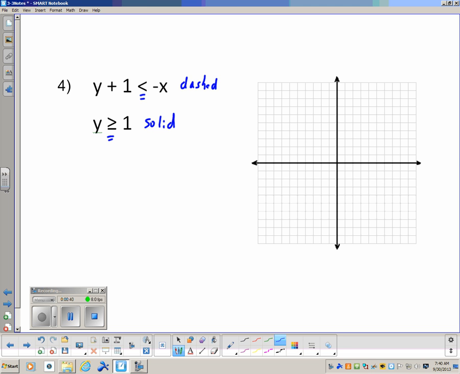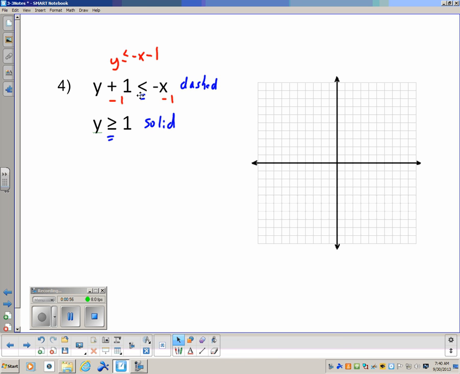So that first equation there, it's up to you how you want to do that. In this case here, I might put it in y equals mx plus b. It just looks easier in this case. So I'm just going to bring my 1 over. So I end up getting y is less than negative x minus 1.